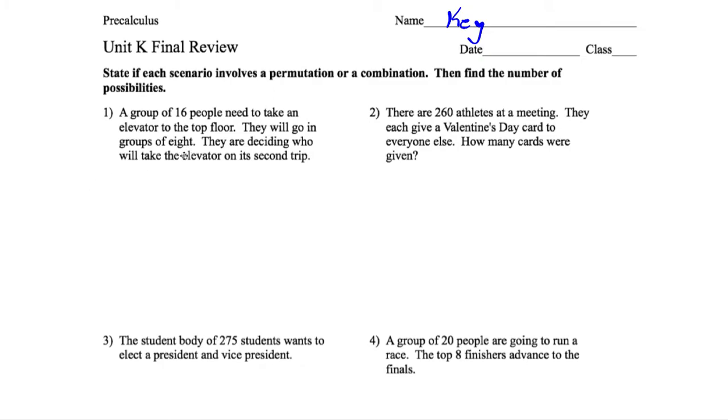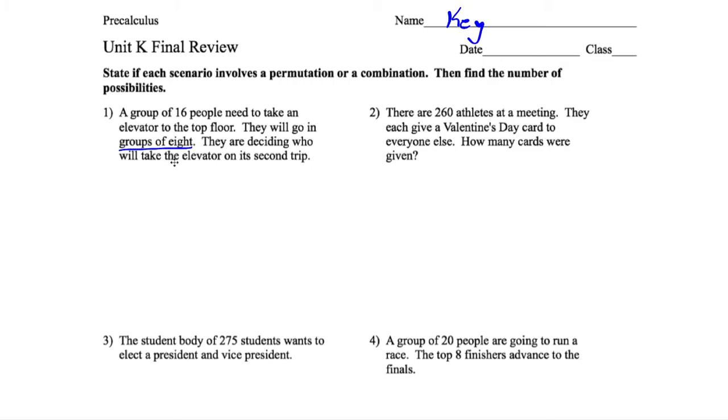They will go in groups of 8. Right, so 2 groups. What we need to do is, if there are 2 groups of 8, we're going to pick how many people are going to go into the second group.